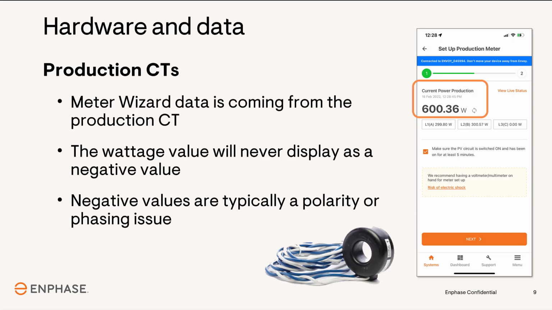The gateway is measuring the current from line 1 PV conductors that are routed through the middle of the production CT and converting the electrical current to wattage, which is then displayed. This value will never be a negative number if installed and wired correctly. The key takeaway here is that the data under the current power production is coming from the production CT.